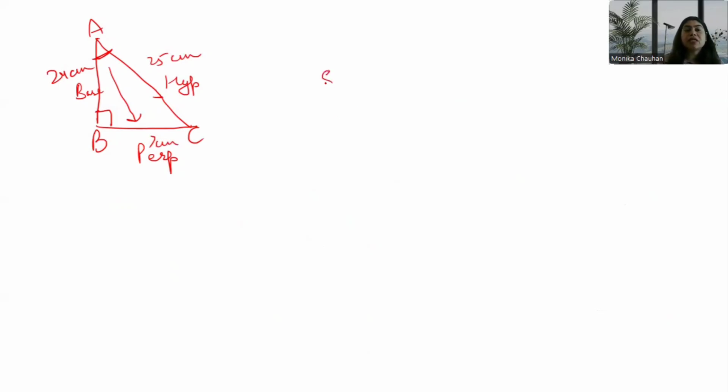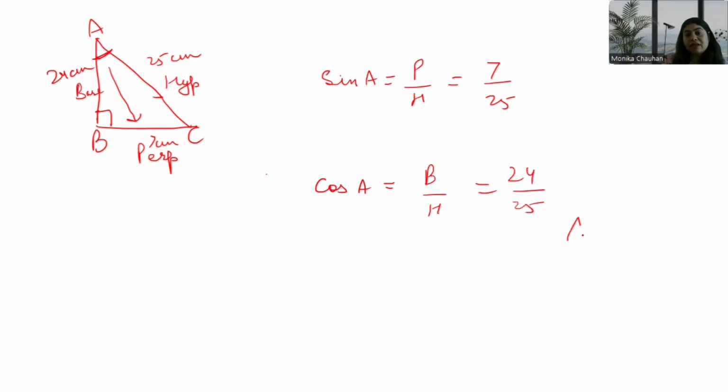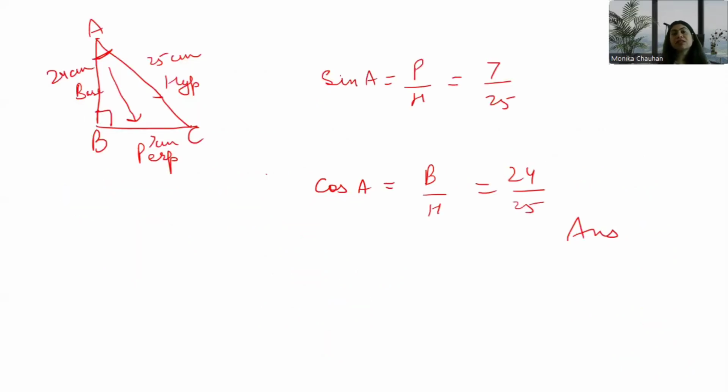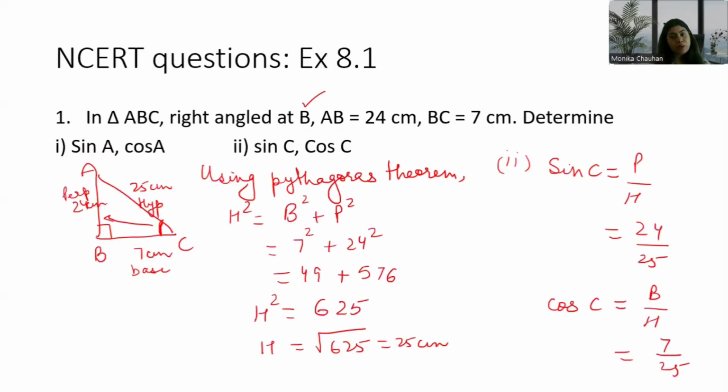Now you have to calculate for sine A. So sine A is perpendicular upon hypotenuse. Now you tell me what is perpendicular? It is 7 upon 25. And for cos A, it is base upon hypotenuse, which is 24 upon 25. And that's my answer. So remember, if you look back, you'll see that sin C and cos C have a different answer, and sin A and cos A have a different answer, depending upon what angle you want to calculate. So you have to keep in mind all these things.